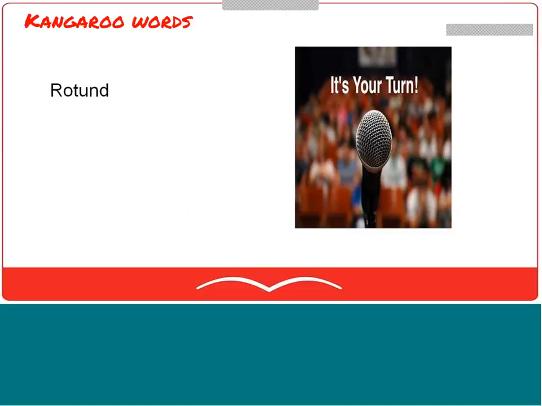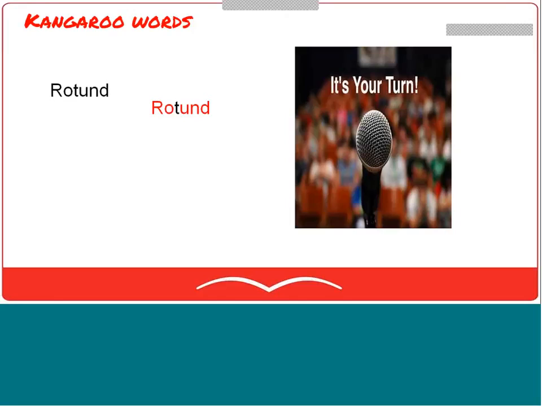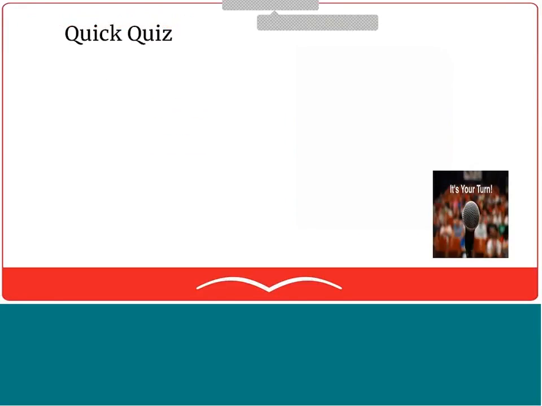And the last one, rotund. Thank you, Rahul. Rotund means round. Thank you, Kirti. Now, let's see how much you're able to recall of all the words that we have learned. All right? Here goes.